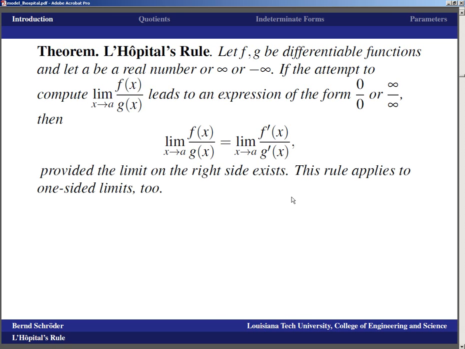This rule applies to one-sided limits too, so if we can only approach from one side, that's not a problem. The only problem really is we must make sure we don't confuse this with the quotient rule. A typical mistake that I've seen happen on tests is that people use L'Hopital when they should use the quotient rule, or they use the quotient rule when they should use L'Hopital. Well, they're two different things.